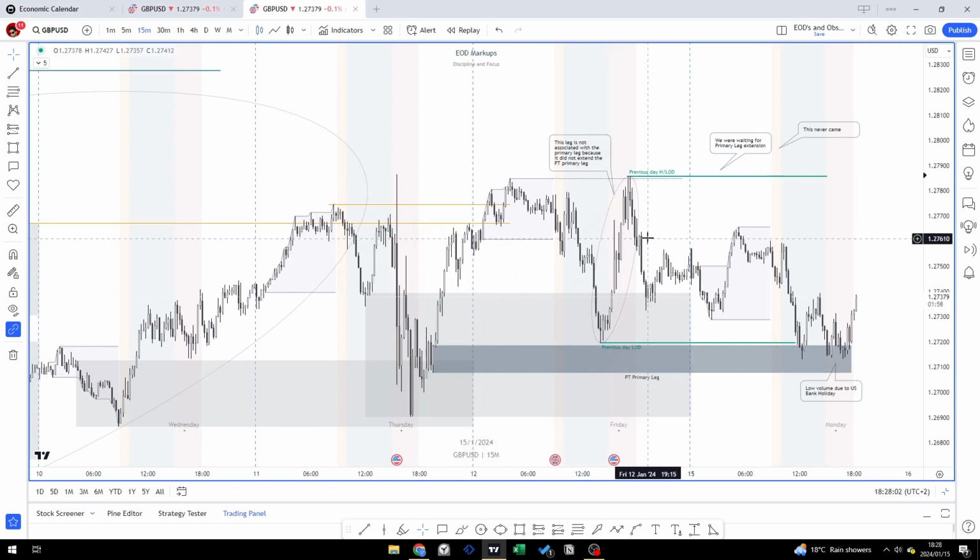This leg is not associated with this primary leg just because on Friday when we were expecting the follow through for our trade, it didn't happen. It just wicked, and instead of body closing, it didn't validate itself as a new primary leg. For that reason in particular, we can't validate trading longs.